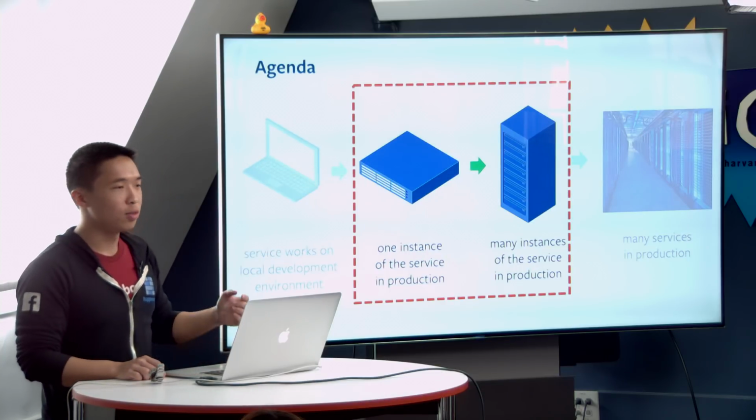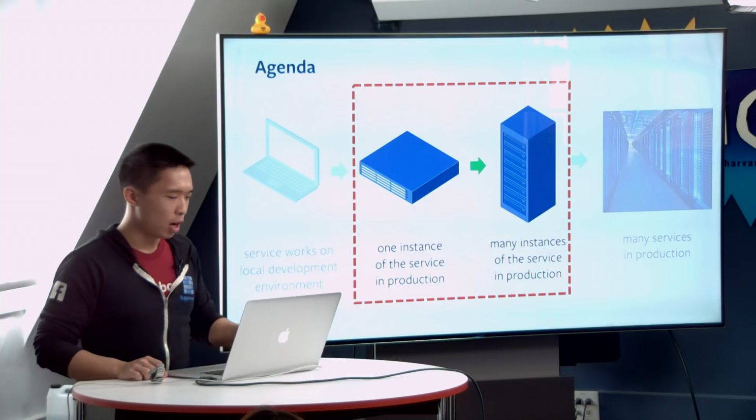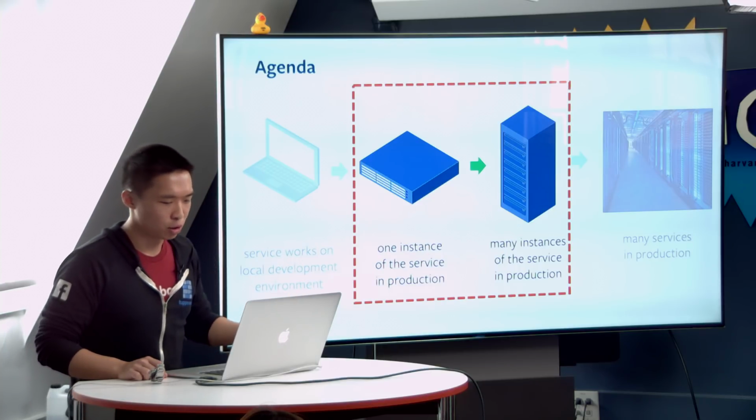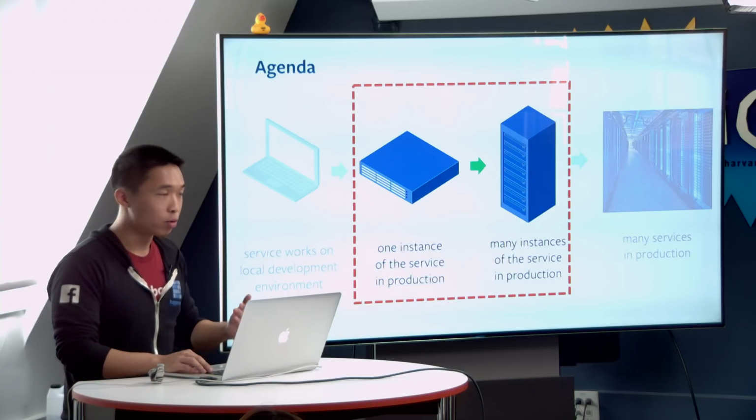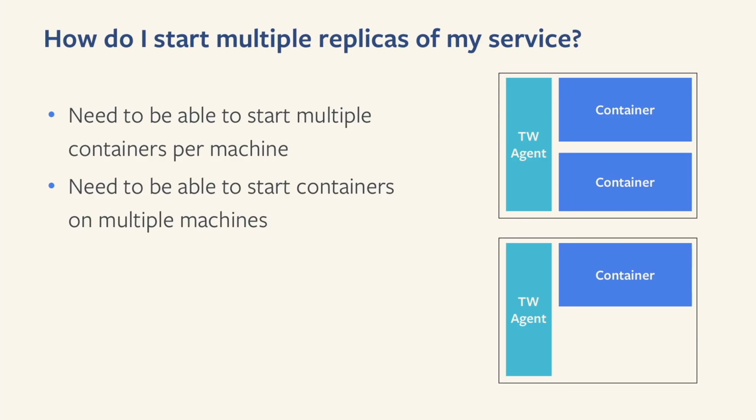So now that we have one instance of the service in production, how can we get many instances of the service in production? There are new sets of challenges that this brings. The first challenge you'll have is, how do I start multiple replicas of a container? One approach you might take is, given one machine, let's just start multiple on that machine. And that works until that machine runs out of resources, and you need to use multiple machines to start multiple copies of your service. So now you need to use multiple machines to start your containers.